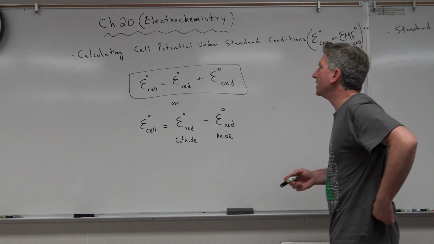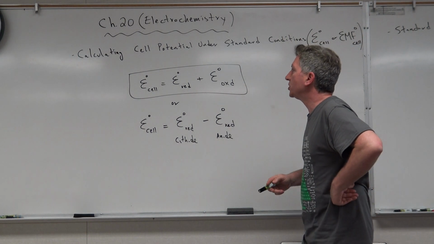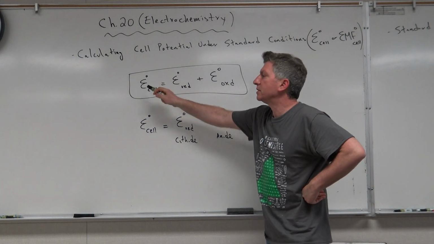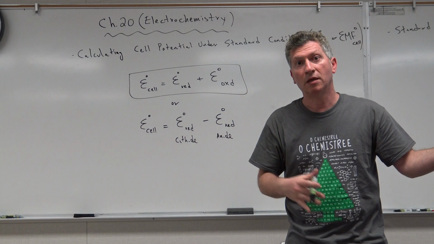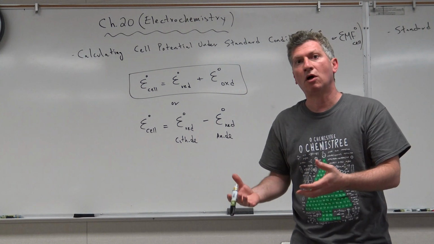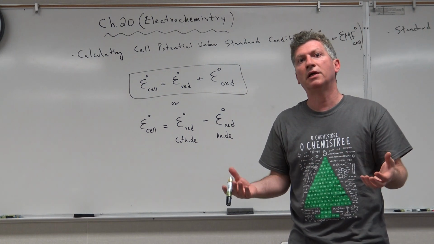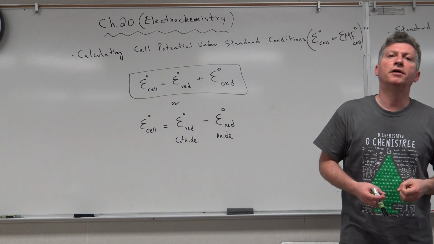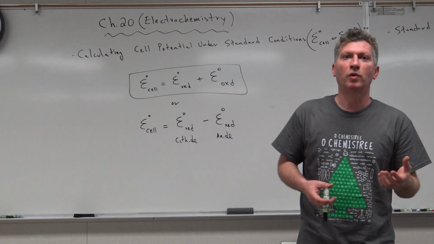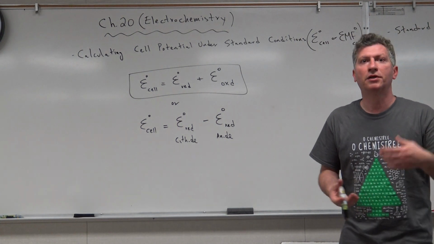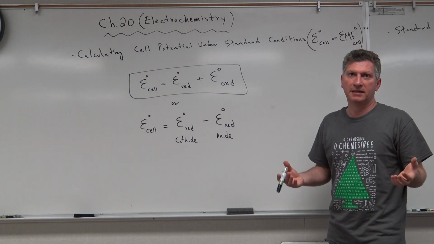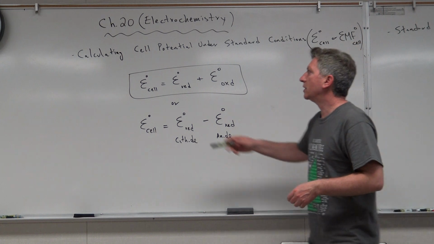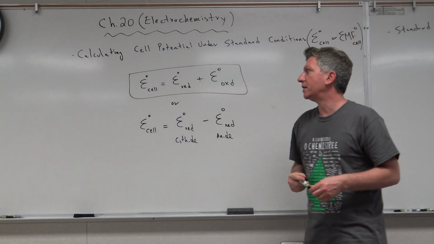So to calculate the cell potential under standard conditions, which we call E standard cell, and standard condition means you have both reactants and products present. If they're solids, they are pure. If they're liquids, they're pure. If they're gases, their partial pressure is 1 atmosphere. If they're aqueous, their concentrations are 1 molar. But they both are present, and temperature is 25 degrees Celsius. So that hollow circle means standard states.